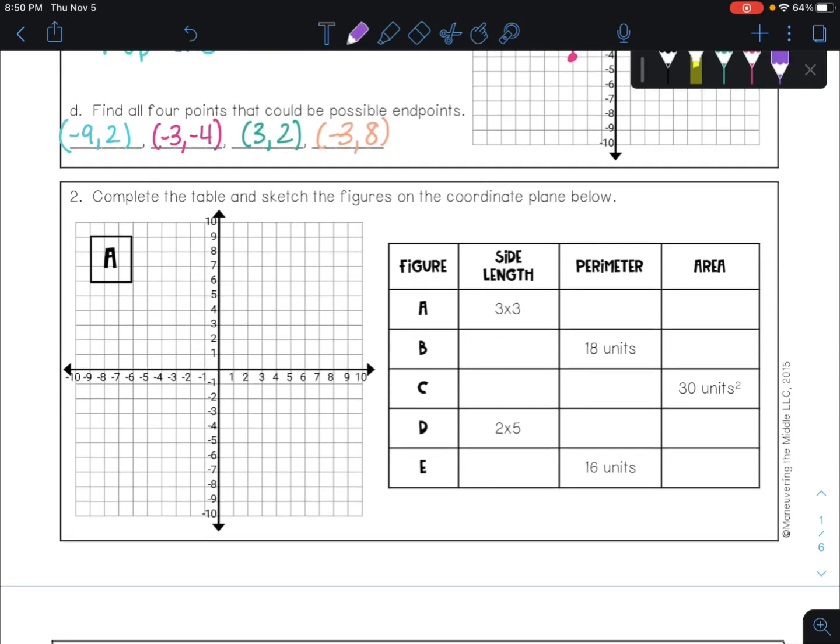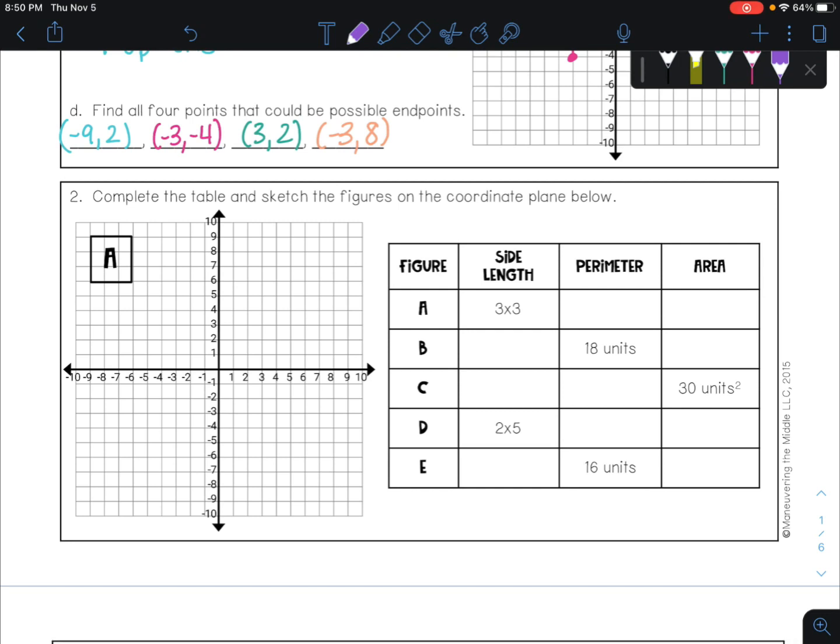Complete the table and sketch the figures on the coordinate plane below. So it looks like we have a picture of A. For B, we just know the perimeter. For C, we just know the area. And for D, we just know the side lengths. And then again, for E, we just know the perimeter. It's kind of like puzzling this out.